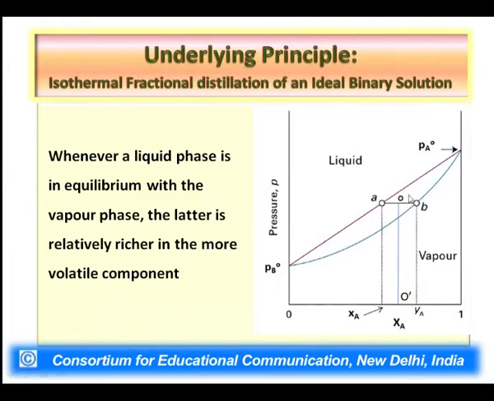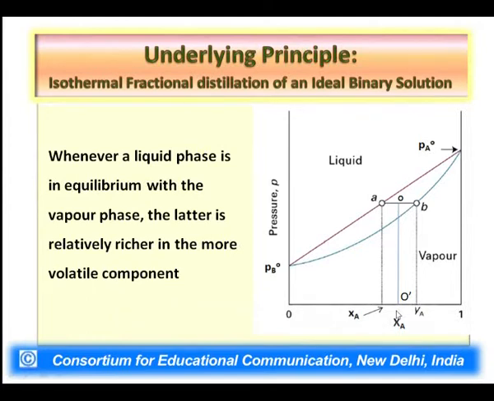You can notice very clearly and carefully that ya has a value which is greater than the value of small xa, and small xa is also lesser than the overall composition. So, what I mean to say is, you had started with a particular composition, a particular mixture of A and B.